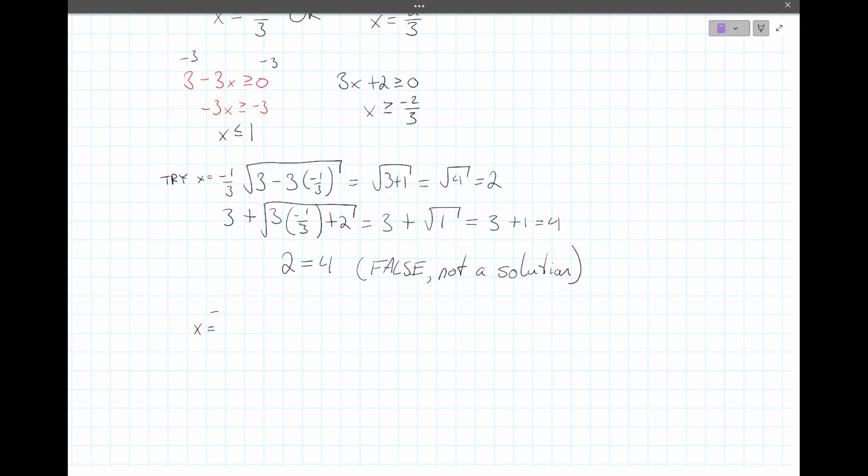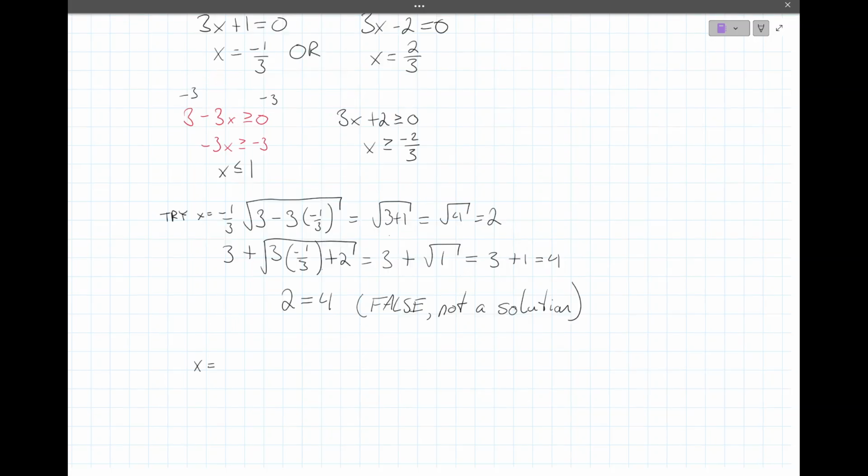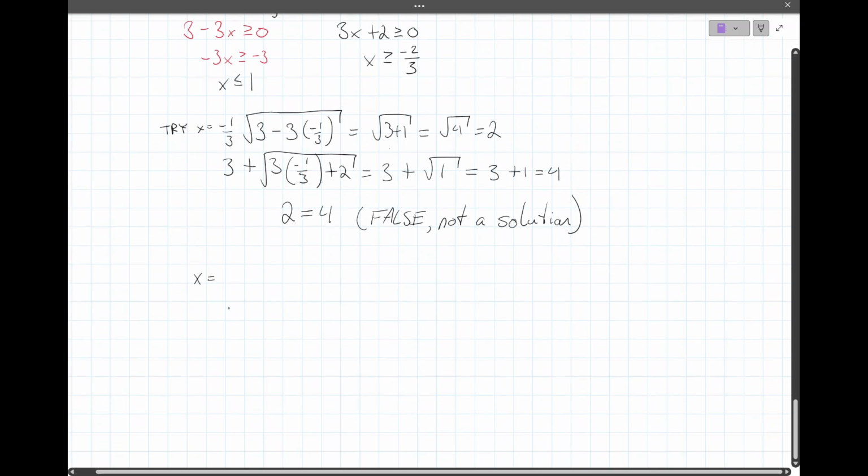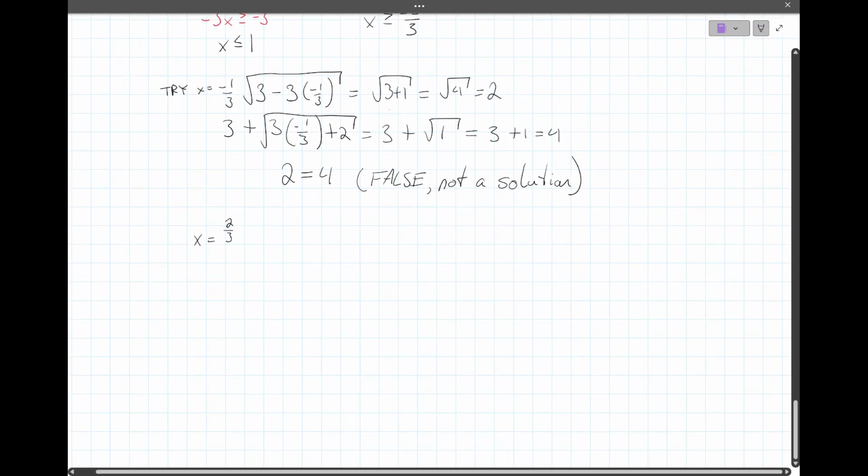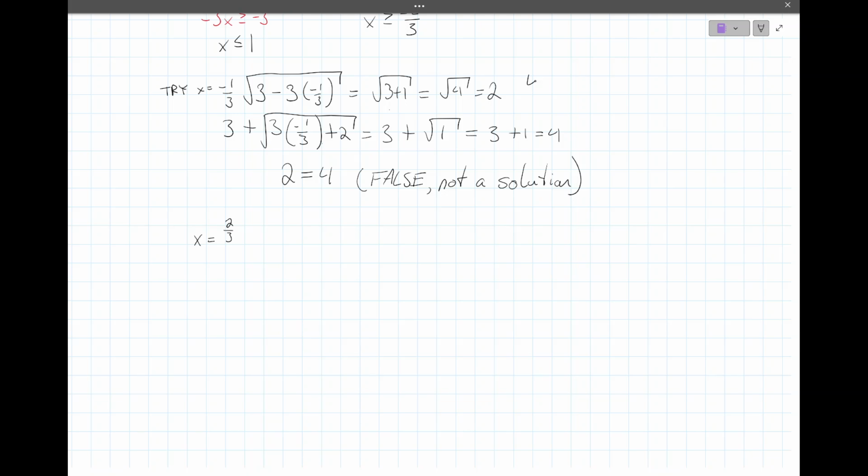So the other solution we want to try here was positive 2/3. So let's try the other solution of positive 2/3. I'm going to do it much the same way. This was left and this was right. So let's try the left side. This is going to be the root of 3 minus 3 times 2/3, and that's going to cancel out the 3's. That'd be 3 minus 2, and that'll be just root 1. So that's the left. Let's try the right.